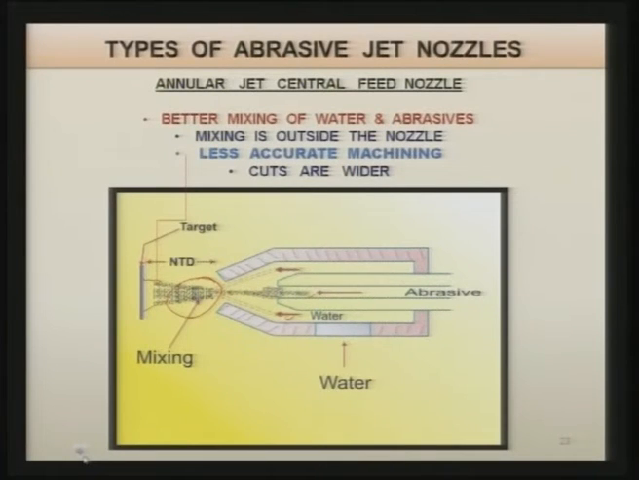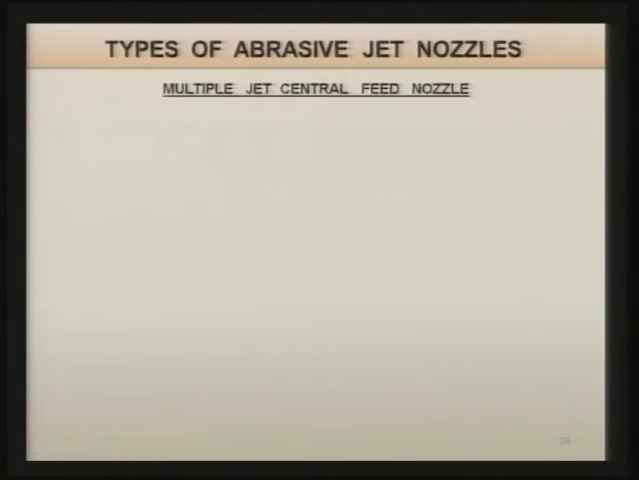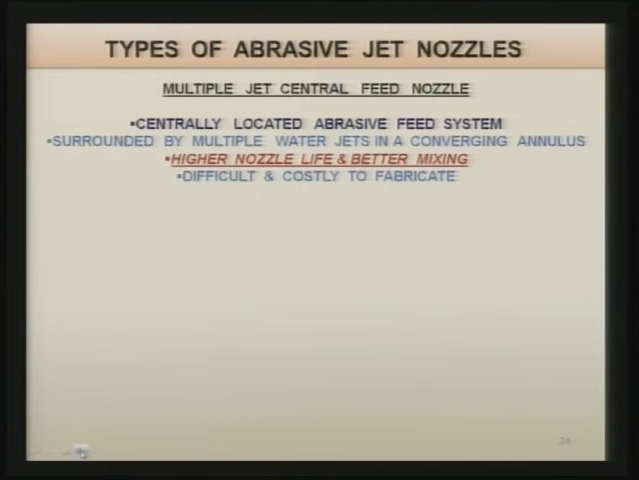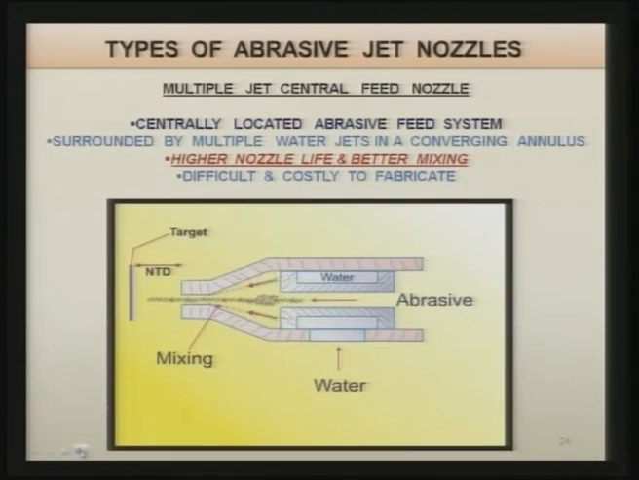Because of this, it is less accurate. Now, the next one is surrounded by multiple water jets in a converging annulus. It gives higher nozzle life and better mixing. This is very important. I will explain it with the help of the figure. It is difficult to make and costly to fabricate. But in this particular case, as you can see, it gives a higher nozzle life and better mixing.